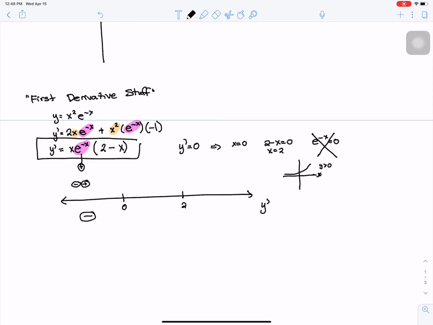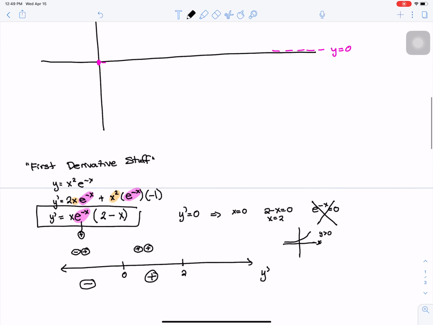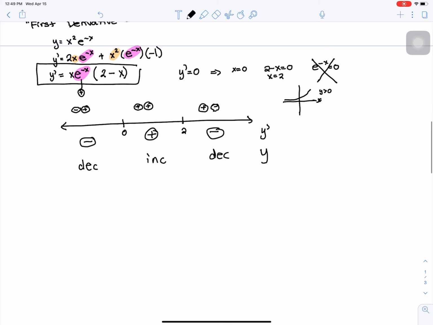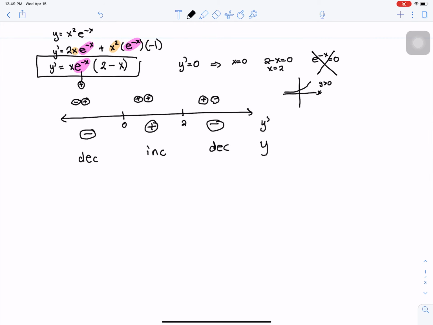When I take a number like +1, I get a positive. And then 2 minus 1 is 1, which is also a positive. So I get a positive result there. And when I sub in a number greater than 2, this is positive. But that second term is negative. So I get an overall negative result. What does this tell me about the original function? We're decreasing, increasing, decreasing. So let's summarize our intervals of increase and decrease.